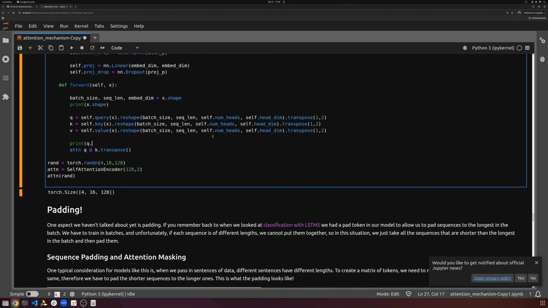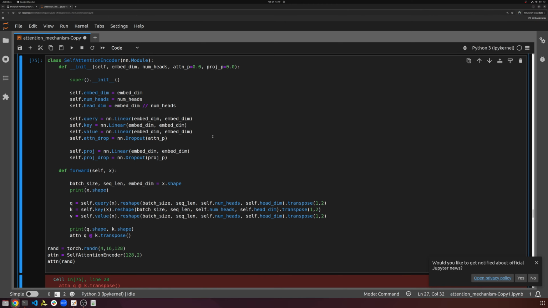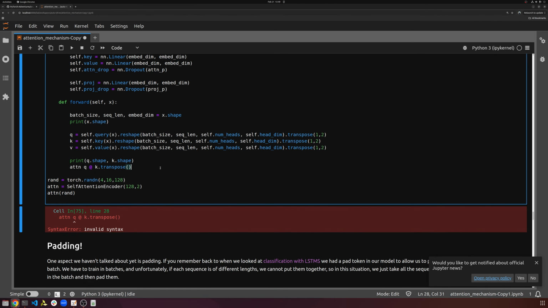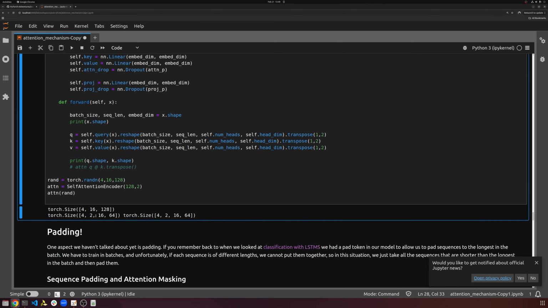is incorrect. Let me just print it out. Q.shape, K.shape. Sorry about that. We have a 16 by 64, the sequence length by our head dim, and then we have a sequence length by our head dim. So we need to transpose this 16 and 64, so we're multiplying a sequence by embed dim times an embed dim times sequence by sequence, right? So we just need to flip it around.